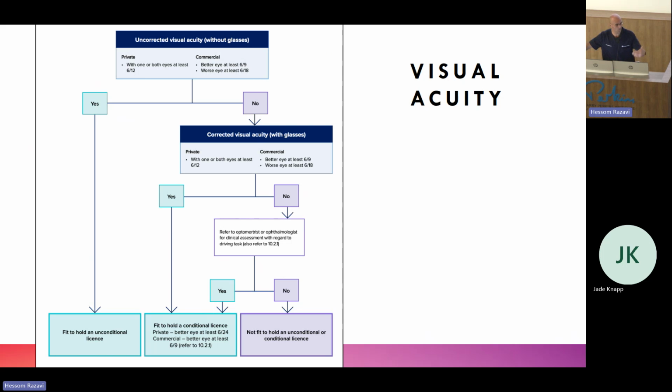And then the process is similar. You get seen by one of us. If it's close, they might be eligible for conditional. If it's not close, then they're not eligible, right?